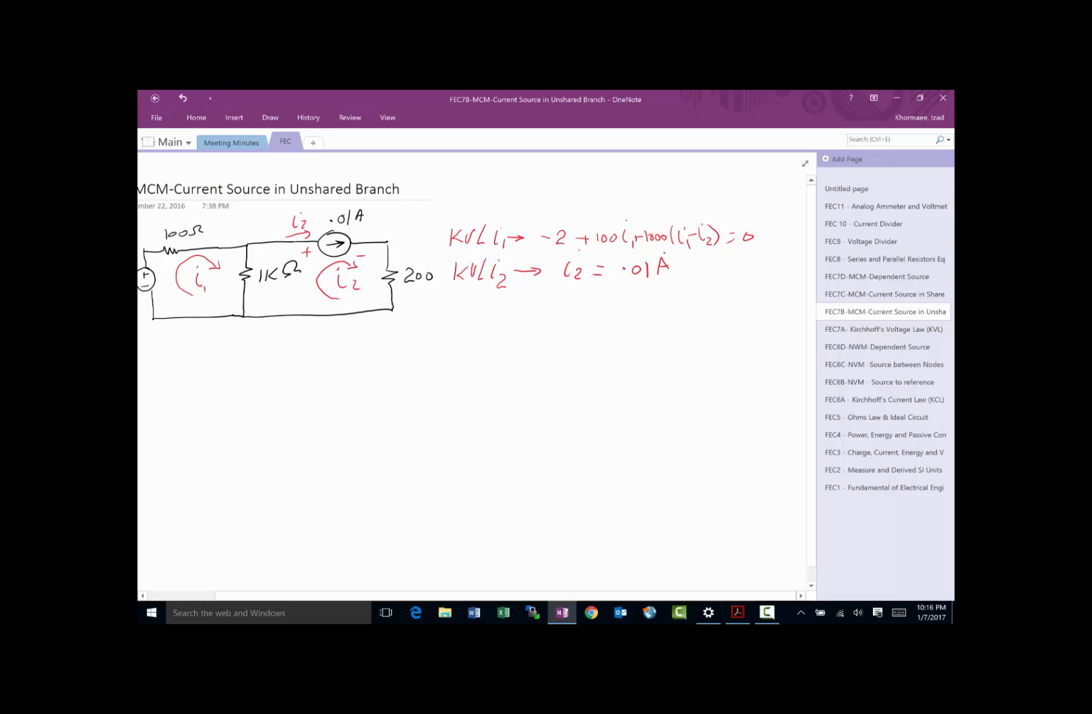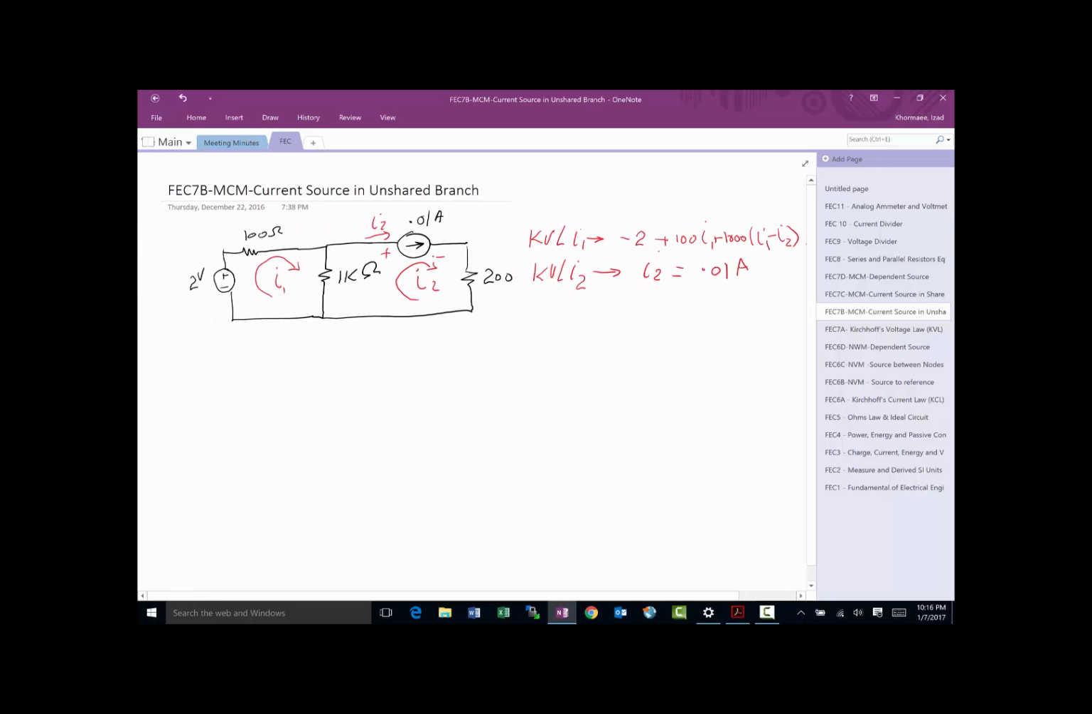So this is a gift. This is a special case where you have a current source in the outer branch. Now remember, this has to be an unshared branch. So if this current source was in here, you could not use this method. You've got to go to the next special case, and we'll talk about what happens if the current source is in the middle. But if you have a current source in an unshared branch, that's a gift. That means you do not have to write the equation for that loop.